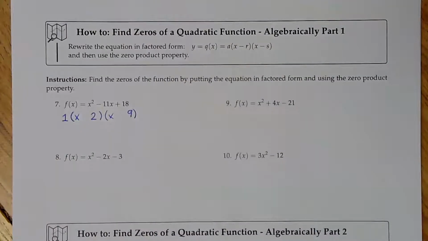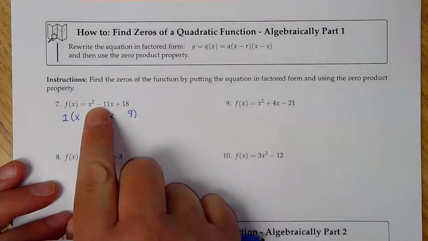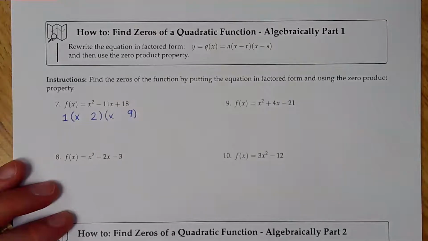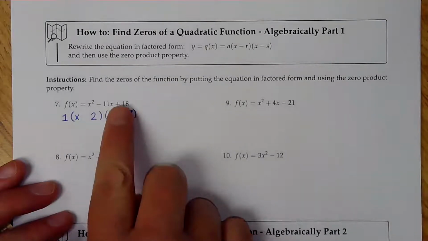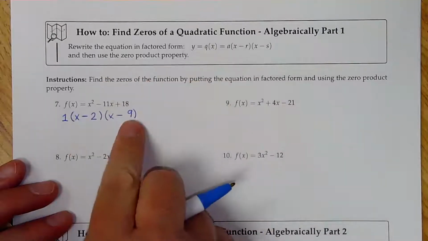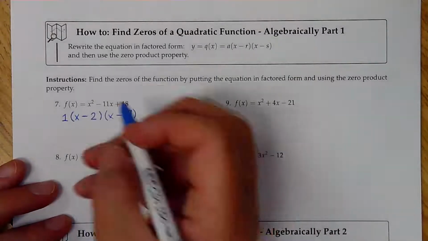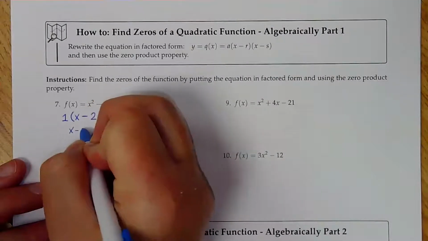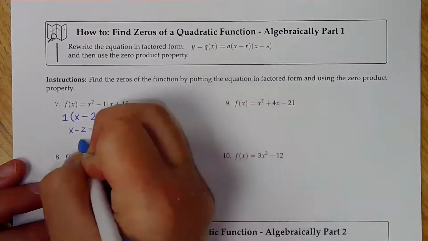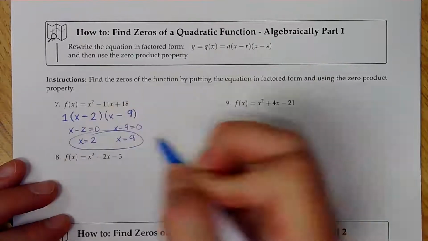And then to figure out what sign to use, I look here and I see that this is a minus sign and this is a plus. So if I multiply two negative numbers together, I'll get a positive number, which is what must have happened here. And when I add these two up, I'll get that negative 11 that's there. All right, so I put it into factored form, and now I can use that zero product property. So I have x minus 2 is 0 and x minus 9 is 0. That gives me x equals 2 and x equals 9 as my zeros.